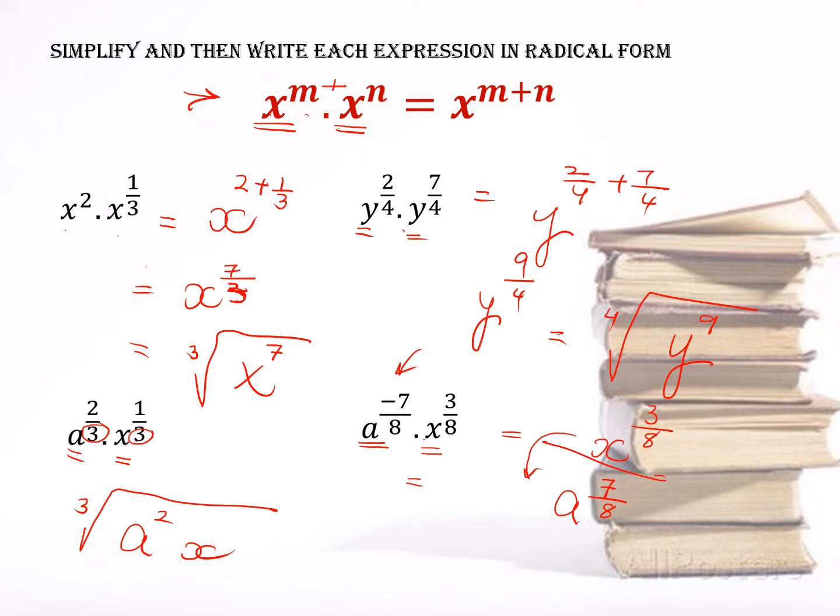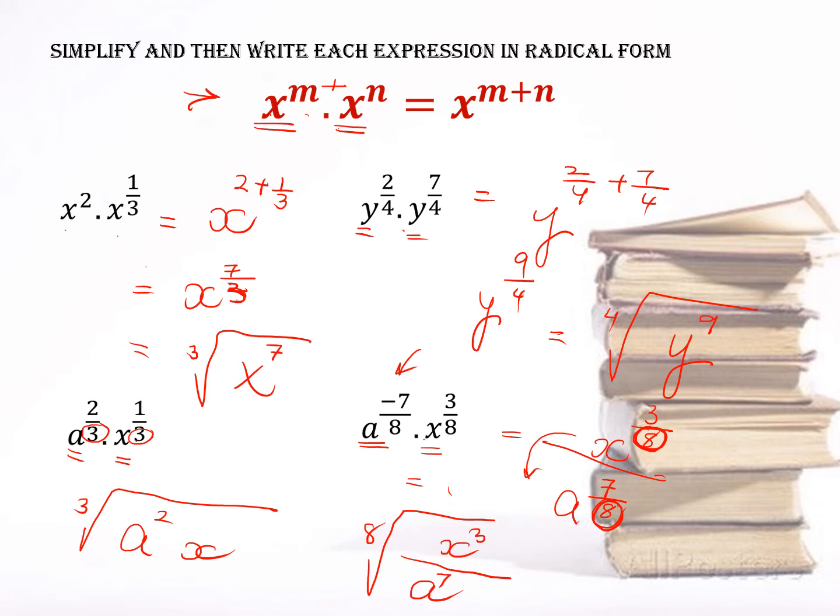And now check, is the index for both x and a the same? This is 8 and this is 8. Yes, they are same. So we will write a radical with index 8. Now you will write on the top x and in the denominator a. What is the power in the numerator? That is 3, x to the power 3 and a to the power 7.